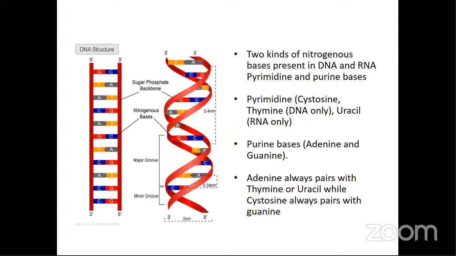And you have two kinds of nitrogenous bases present in DNA and in RNA. Those are pyrimidine and purine bases. The pyrimidine consists of cytosine, represented by C, and thymine, represented by T. Thymine can be found only in DNA, while the RNA will consist of uracil. For the purine bases, you have the adenine and guanine, represented by A and G.